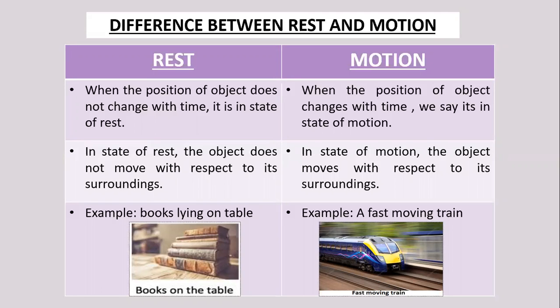Motion. When the position of an object changes with time, we say it's in state of motion. Or the object moves with respect to its surroundings, it is in state of motion. For example, a fast moving train.